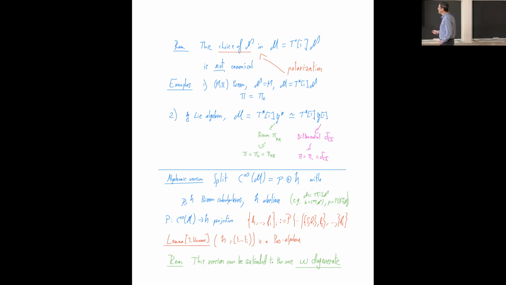Okay, now let me just mention an algebraic version of what I did on the previous slides, which can actually be a bit more general. So the idea is the following. Take a splitting of your algebra of functions, and split it into the sum of two subalgebras, P and H. The condition is that both are Poisson subalgebras, but in addition, I want H to be abelian under the Poisson bracket. Since you have this splitting, you also have a projection from the whole algebra of functions to H, and then you can define the iterated brackets.